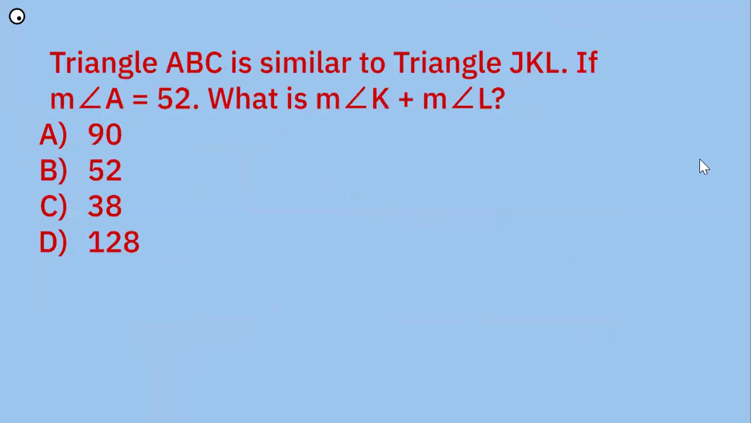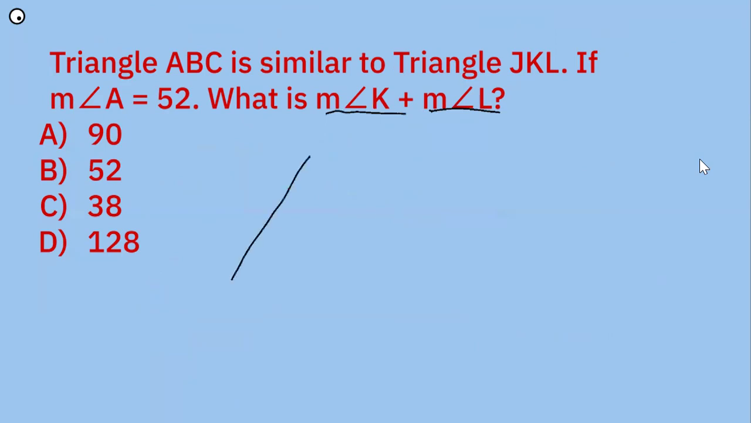Triangle ABC is similar to triangle JKL. The measure of angle A equals 52. What is the measure of angle K plus the measure of angle L? All right, so you might be wondering how we're going to find this when we know nothing about triangle JKL except that it's similar to triangle ABC. It's not too bad, actually.